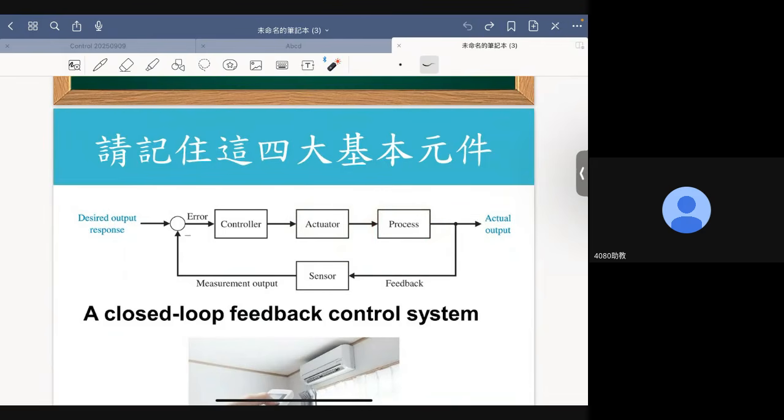For example, for the ACC system, the process is, of course, the car. The actuator is the engine, right? Because with the engine, how do you drive the car? The engine provides the force, the power, to move the car forward, right? And then you need to have a controller.